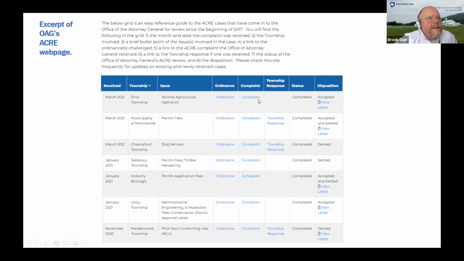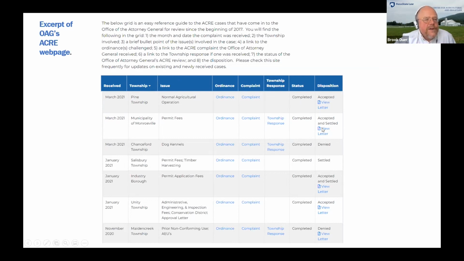The complaint letter is there to be looked at and downloaded. If it's far enough along where the township has responded, their response is there. There's a status column, and there's also a disposition column that tells you what exactly happened. Here, accepted and settled. Accepted means the Attorney General's office took the case and said, we agree, we think there is an authorized local ordinance, and it's proceeding. Accepted and settled mean they accepted it, they proceeded ahead, and then it ultimately settled.